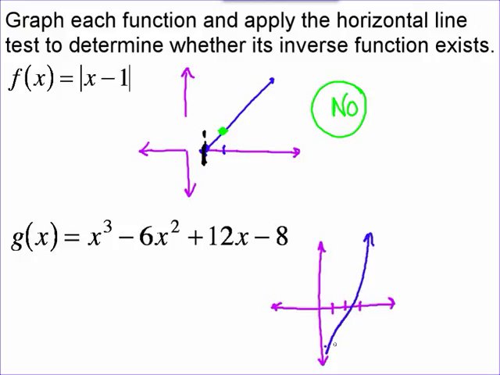Is that going to pass the horizontal line test? Yes, so we know that an inverse function exists. So that's the very first step. The very first step is you need to graph, and see if it passes the horizontal line test.